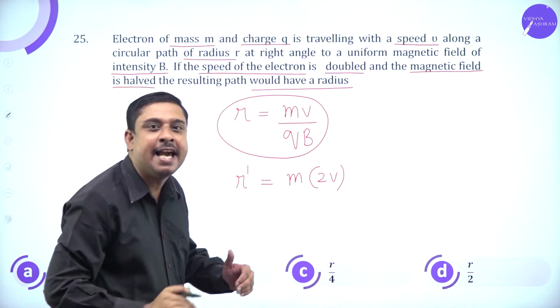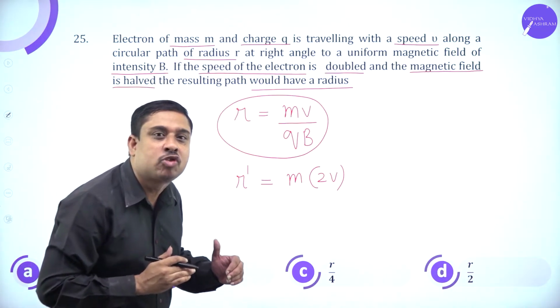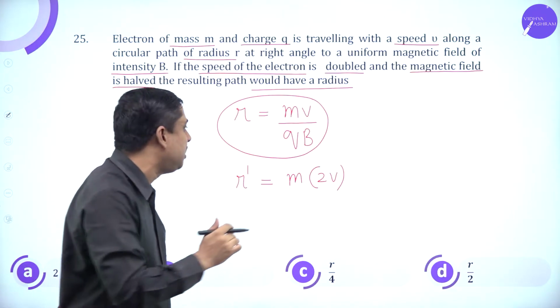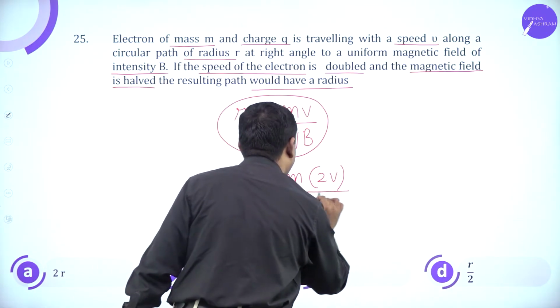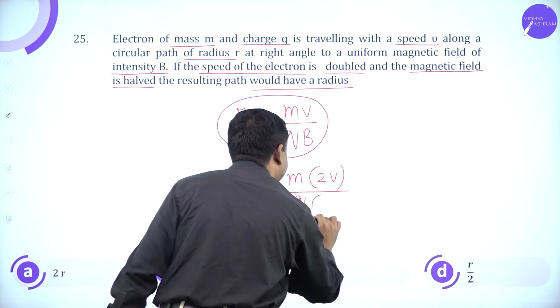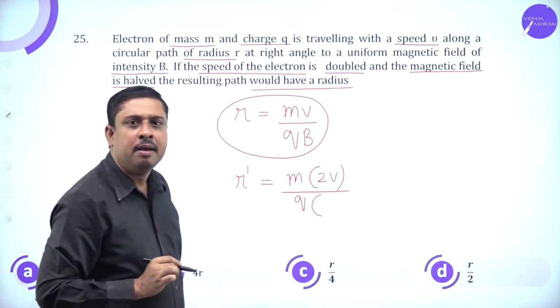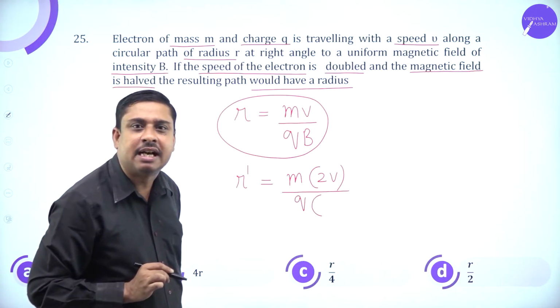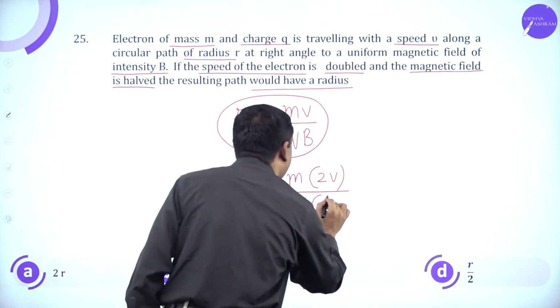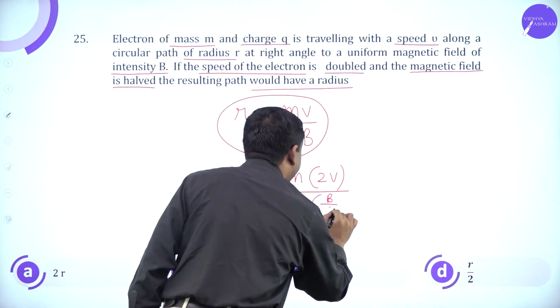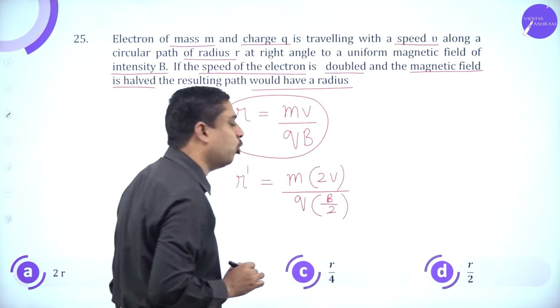In the second case, the speed of the electron is doubled, divided by charge remains the same. Magnetic field strength is reduced to half, B divided by 2.